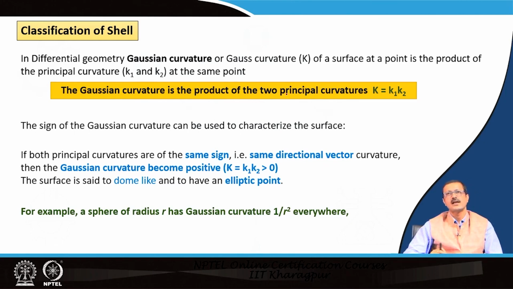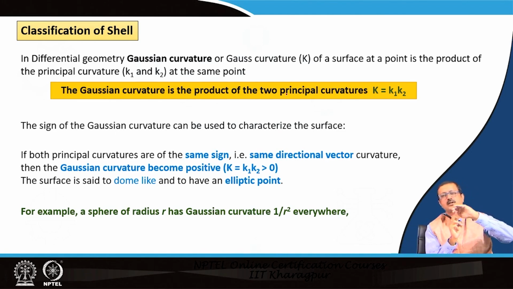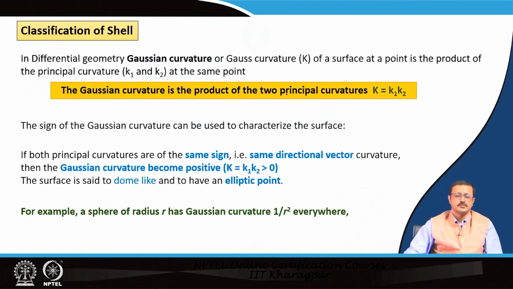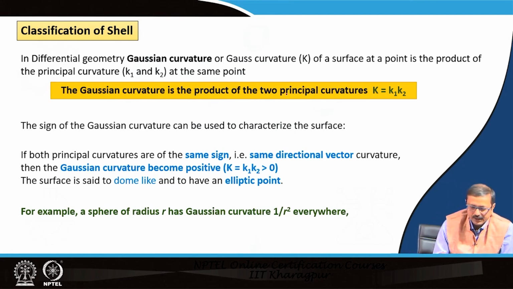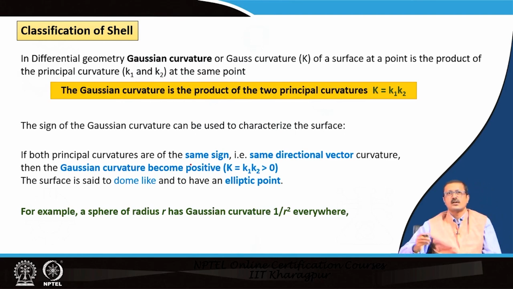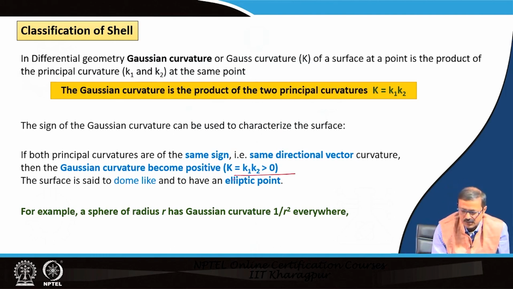So, K1 and K2 are the two curvatures at a certain point because of the two directional curve profile. By virtue of the values of K1 and K2, the Gaussian curvature, this capital K, can be zero, negative, or positive. If both principal curvatures, K1 and K2, have the same sign, K1 has a positive value and K2 also has a positive value, so the product is positive.